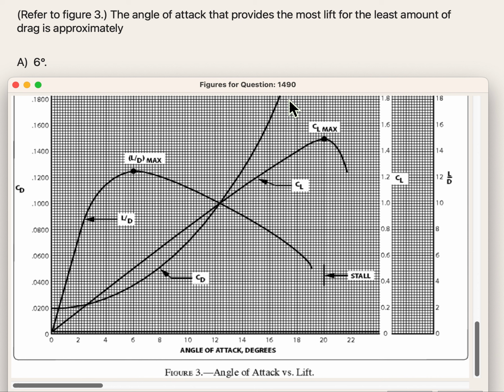The lift drag ratio, green, reaches its maximum at 6 degrees, meaning that at this angle, the most lift is obtained for the least amount of drag. Okay, just focus on this curve right here.